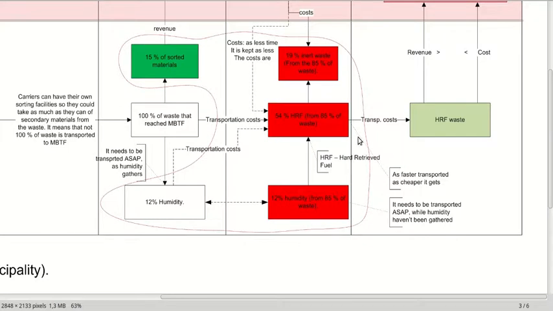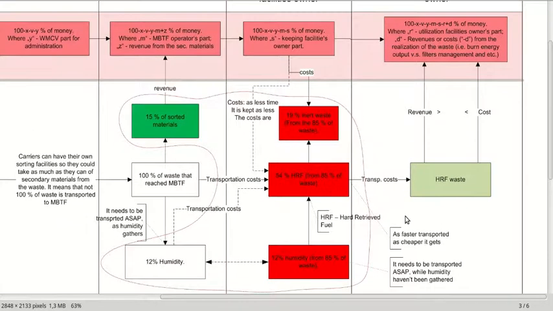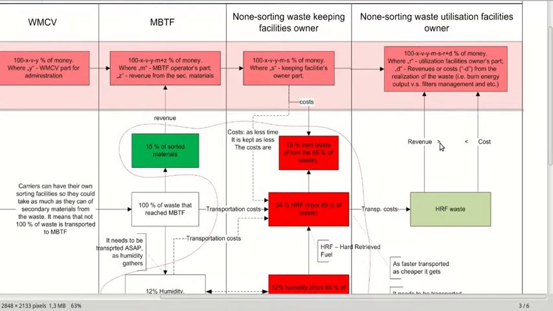Yeah, there are some notes. The faster it is transported, the cheaper it gets, because humidity can get here or can get here. If we would transfer that 54% from here to there fast enough, then it would be cheaper to transport it, and it would be maybe even better, because it would generate more energy.